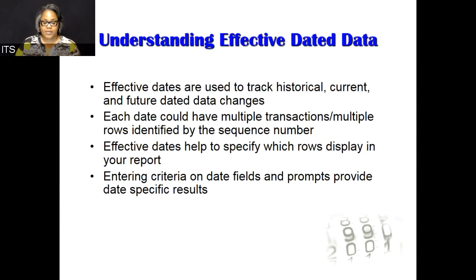Each date can have multiple transactions. So that's where the effective sequence number comes into play. It is a field or an identifier that is assigned automatically by PeopleSoft, and it basically allows for more than one transaction to be effective on a particular date.